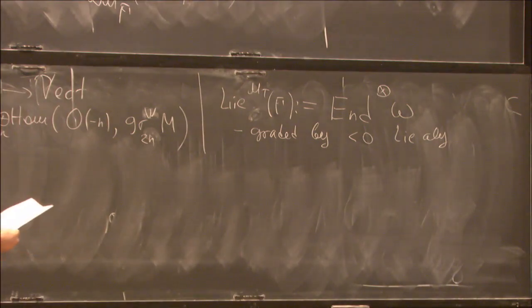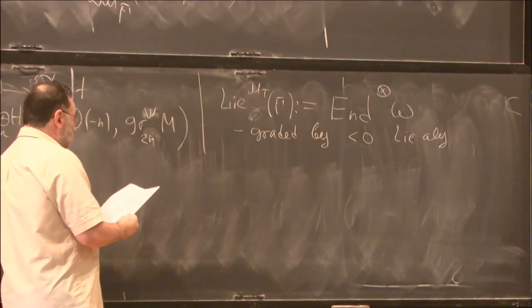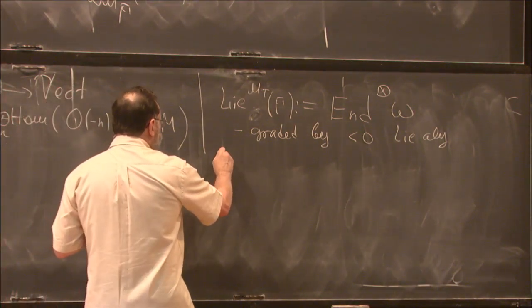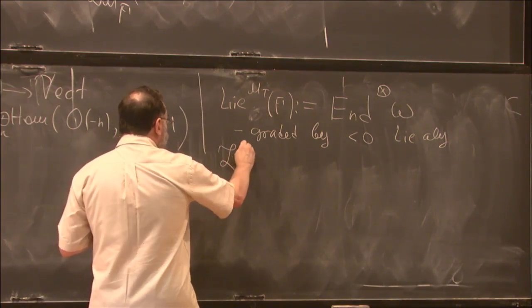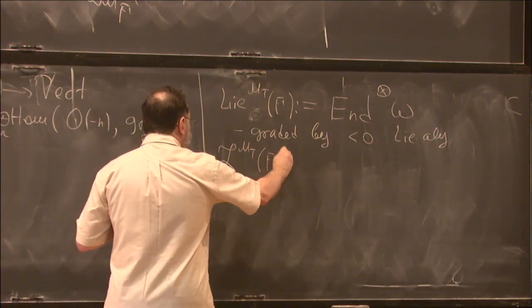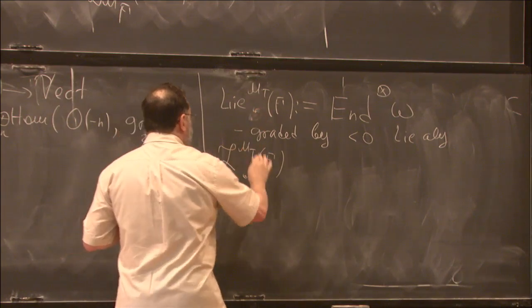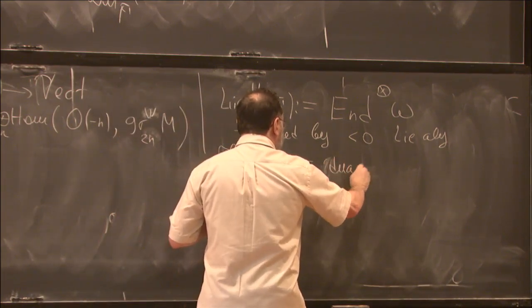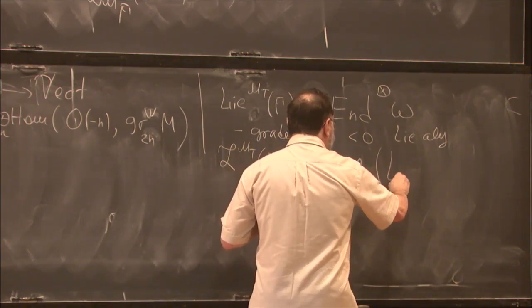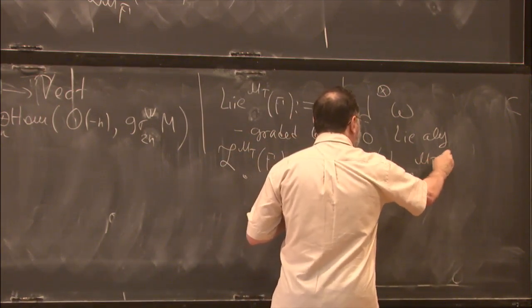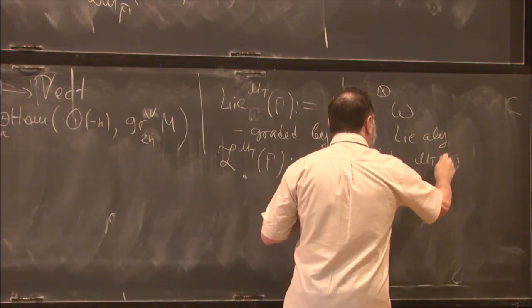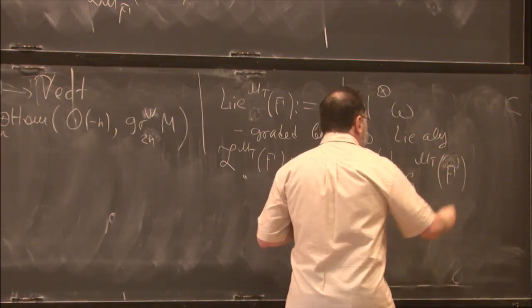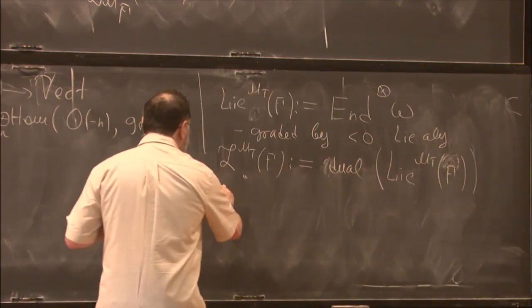Now, it is very useful to consider the dual object. So we just take the dual. This is Lie_mt of F dot. This is a graded dual, I'll just say dual, to this Lie algebra. And so now this is a Lie coalgebra.